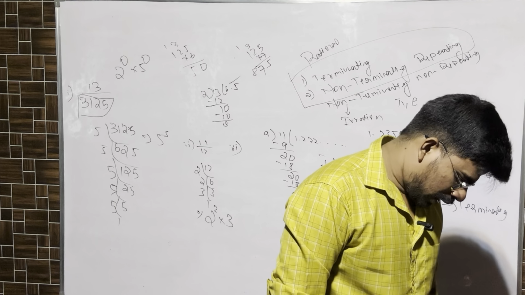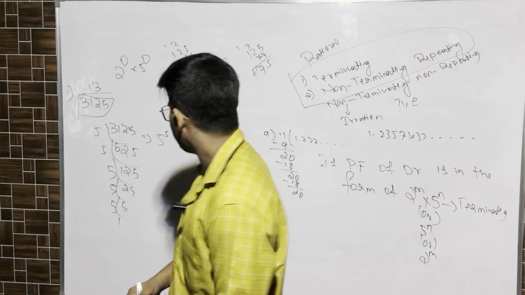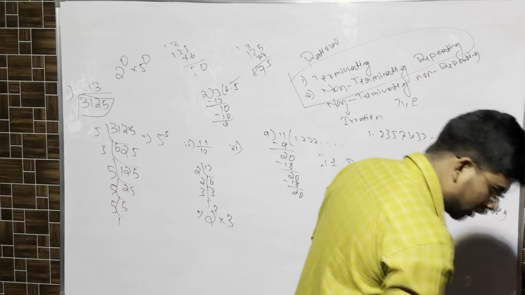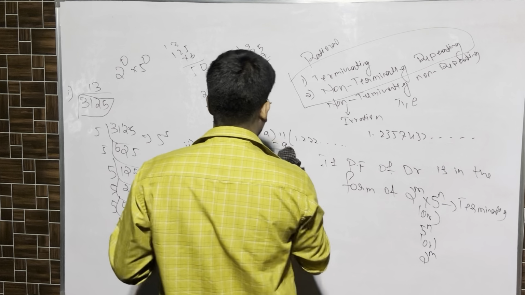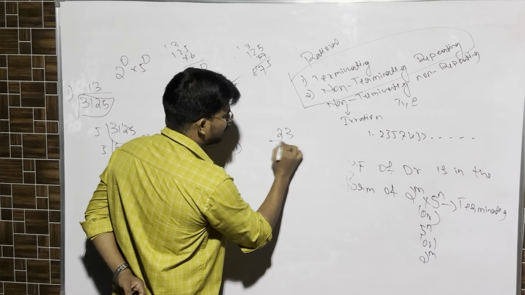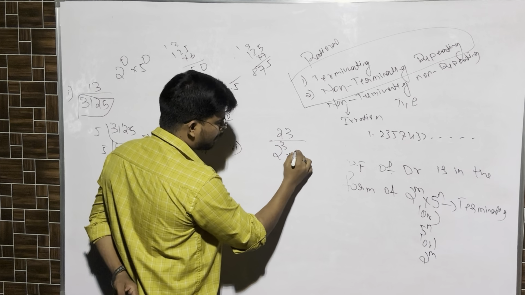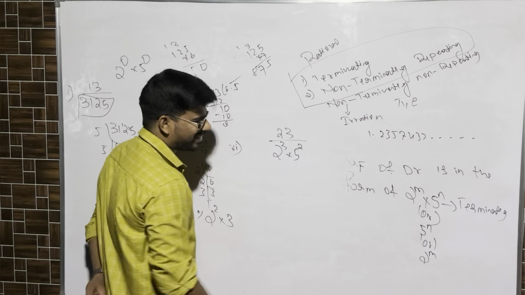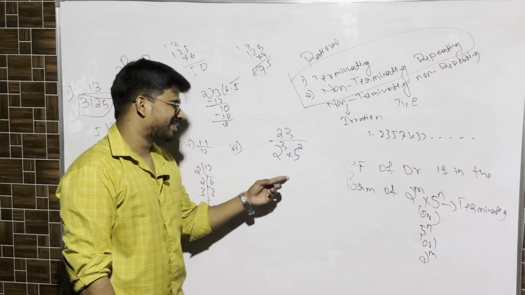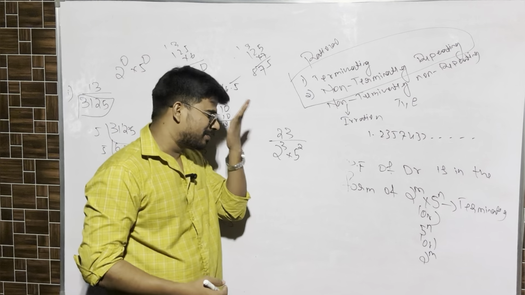Yes. Question number 6. What is given in question number 6? 23 divided by 2 power 3 into 5 power... What is it? 5 power 2. Either it is 5 square or 5 power 2.